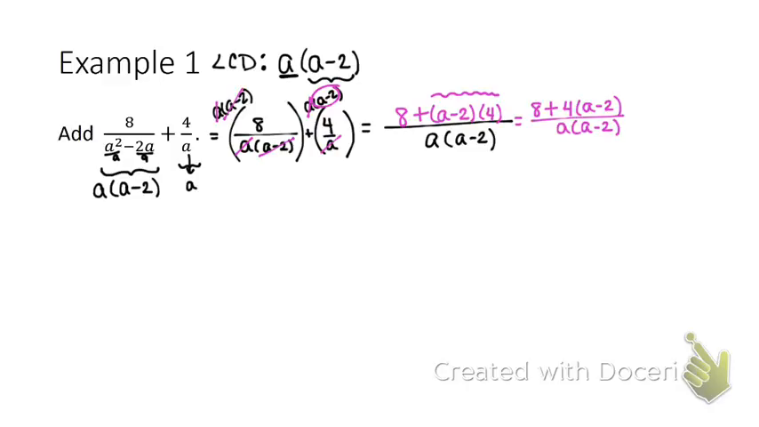All right, so let's keep going. What can I do now? Distribute. Okay, can't do anything with that 8, so I'm just going to bring it over. And what am I going to distribute? 4. The positive 4, okay? Positive 4 times A is? 4A. And positive 4 times negative 2? Minus 8. Over.